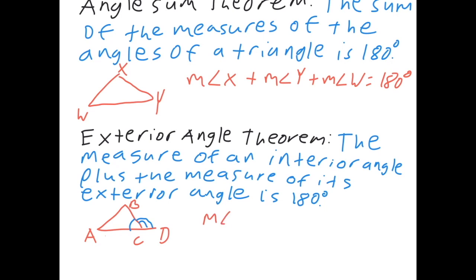The measure of angle BCA plus the measure of angle BCD is equal to 180 degrees. And remember how we write angles? We say BCA because we want this angle right here. C is the vertex. So we start at B, go to the vertex, and then go inside to A. This one, C is the vertex still, but this time we go out to D, so B, C, D.